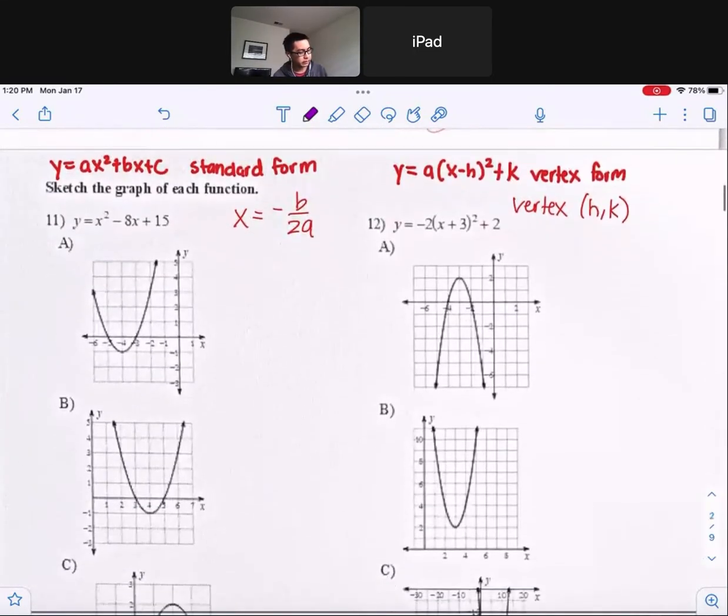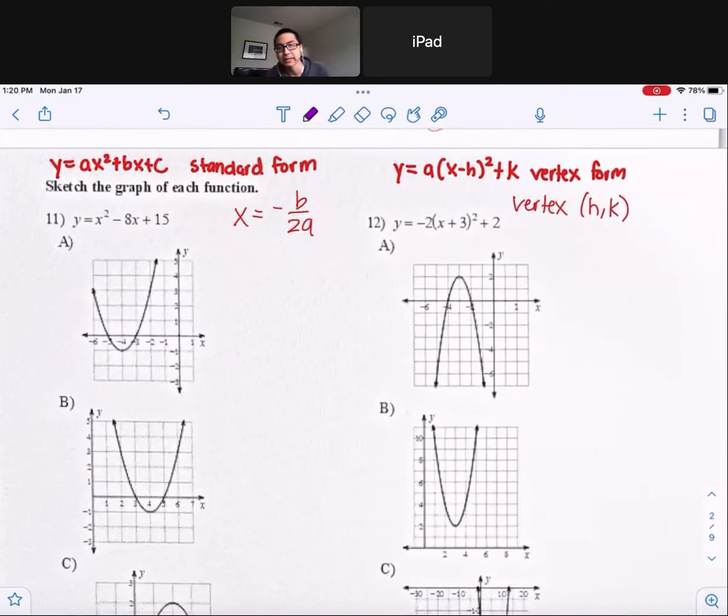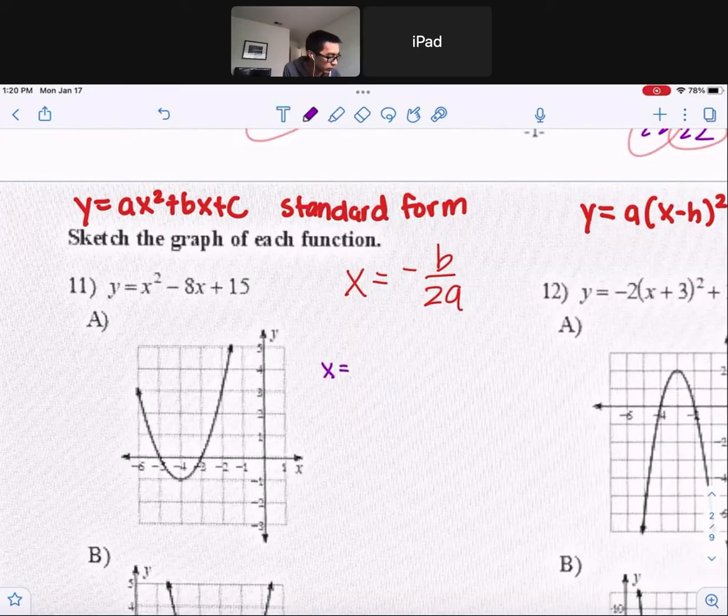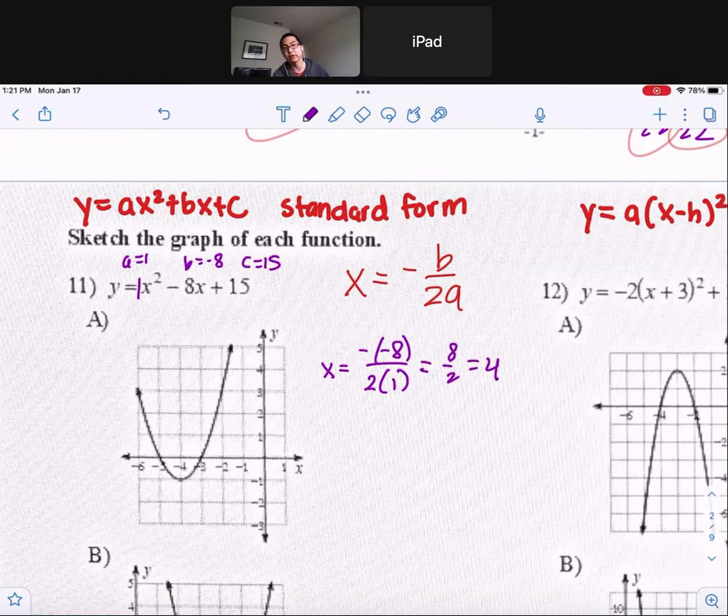Okay, now we have graphing. So for 11, you guys, that's in standard form, and we have to find our vertex and y-intercepts and know if it opens up or down. So finding your vertex is this formula right here, you guys. We have x equals negative b, our b value is negative 8, all over 2 times our a value, which is 1. I should actually write this down so that you can clearly see our values. So we get 8 over 2, which is 4. Now to find the y value of your vertex, plug in 4 into the y function.